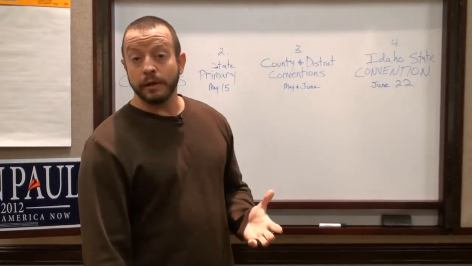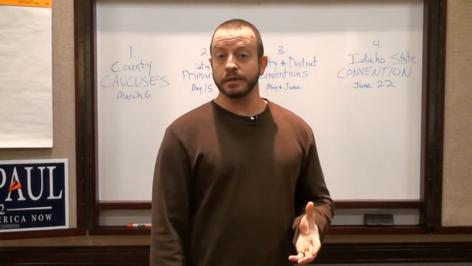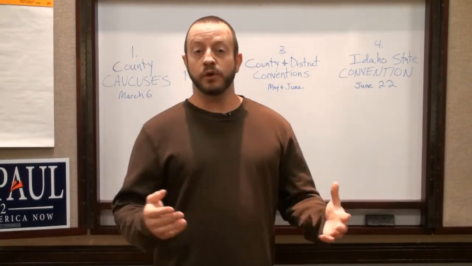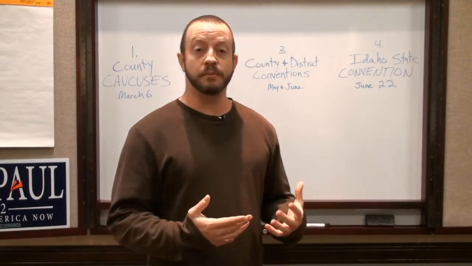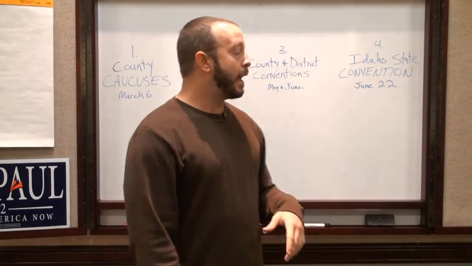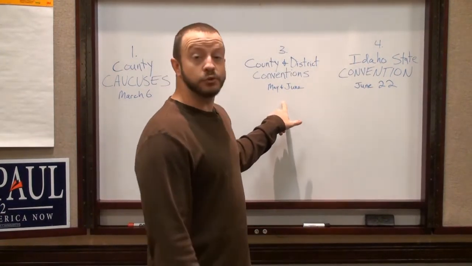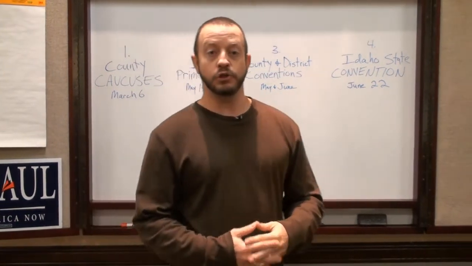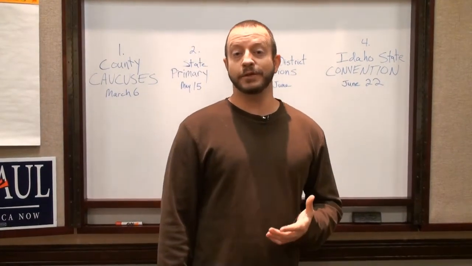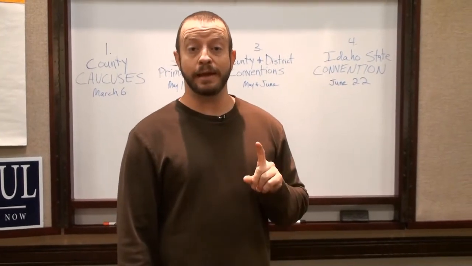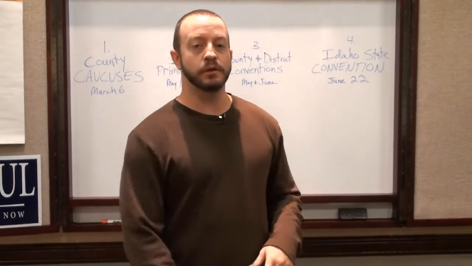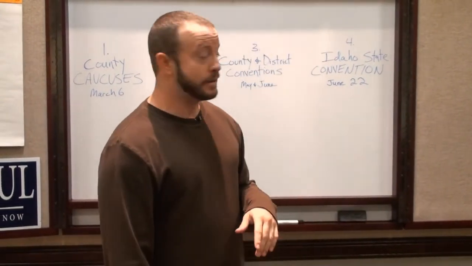Now, Ada County, for instance, has 145 precincts, and each one of those will elect a precinct committeeman. If Ron Paul supporters are a majority of those precinct committeemen, they can vote for new party leadership. And that happens at the county and district conventions, which happen in late May and early June. Now, Idaho has 44 counties, 35 legislative districts. Each one of those will have a convention. They're generally known as reorganization meetings, but we'll use the word convention for ease of reference.